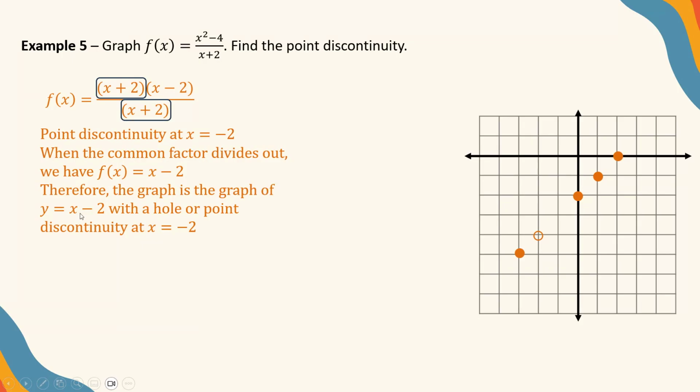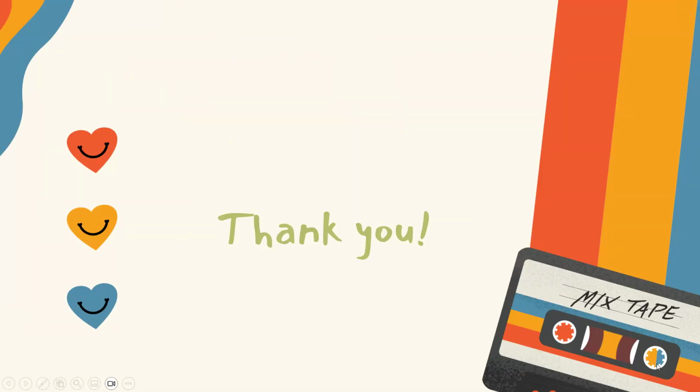And then graphing y equals x minus 2, we start at -2 with a slope of 1. And this is what the graph would look like. There's a hole in the graph at x equals -2, because essentially what happens to the original expression is we end up with 0 divided by 0, which is undefined.